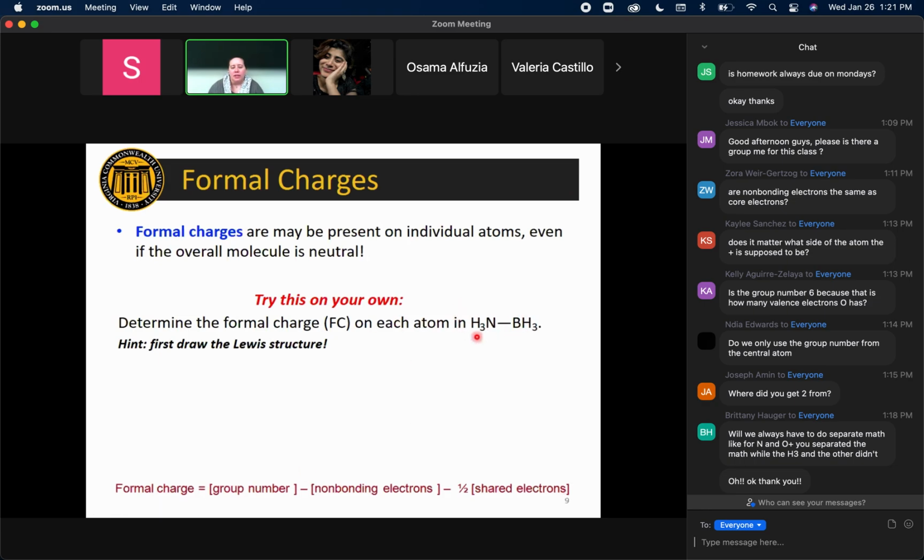Once you have the Lewis structure drawn, go ahead and apply the equation at the bottom so that you can get the formal charge. Of course, the most important ones to do are the ones that are not hydrogen. So start with nitrogen and boron. And then once you've done nitrogen and boron, you can think about whether or not you need to worry about the hydrogen atoms. I'll give you another minute to get through this and then we'll talk it through.